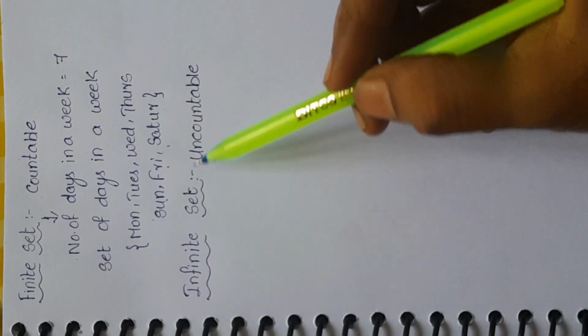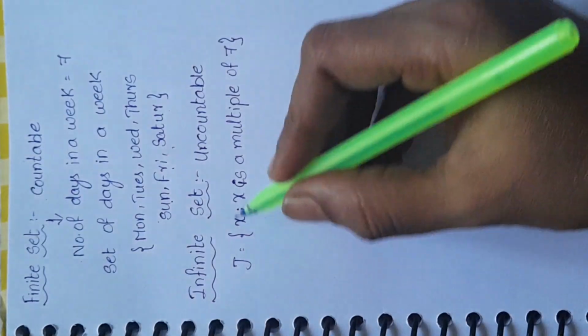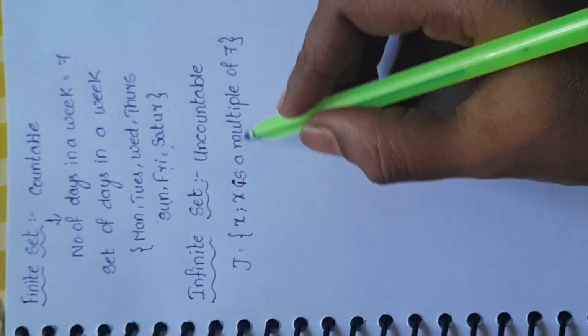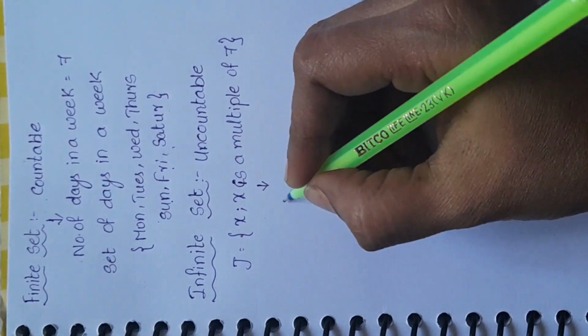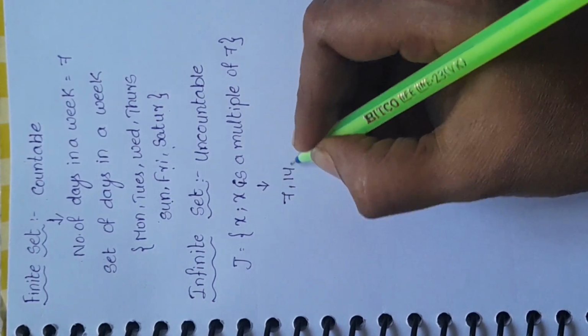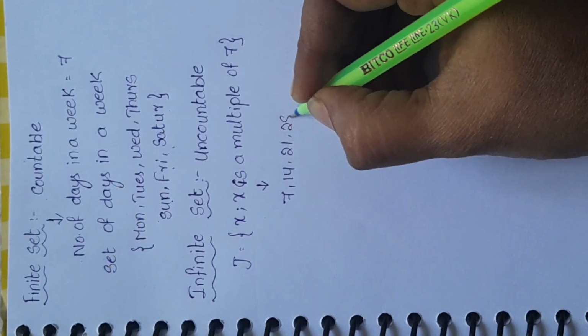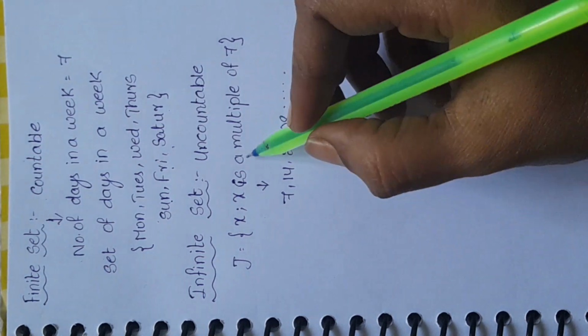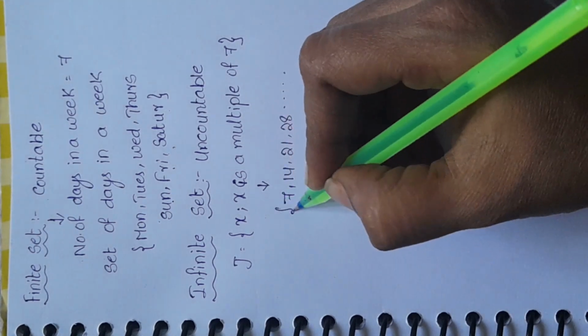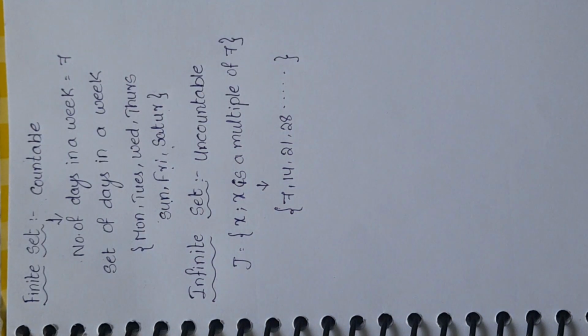If in a set the number of elements can't be counted, then it becomes an infinite set. Example: J is equal to, this is a set builder form, x is a multiple of 7. Here 7 ones is 7, 14, 21, 28 and so on. There is no end for the multiples of 7, so this is an infinite set.